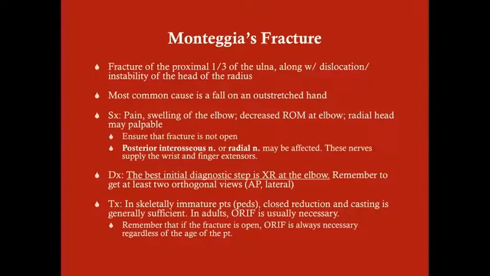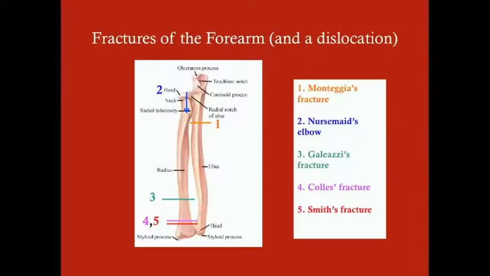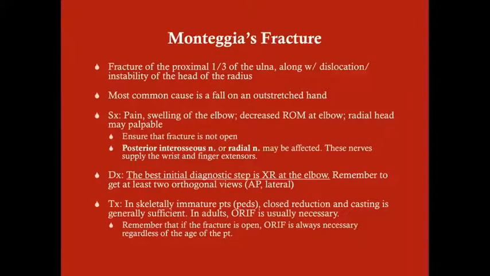So Monteggia's fracture is a fracture of the proximal one-third of the ulna, and it's accompanied with dislocation or instability of the head of the radius. So because these two bones are so close to one another, when you get a fracture of one, you generally get some level of dislocation in the other. So you really can't have a pathology or a break in one bone without getting some kind of problem in the other bone. So this Monteggia's fracture is the two of these together.